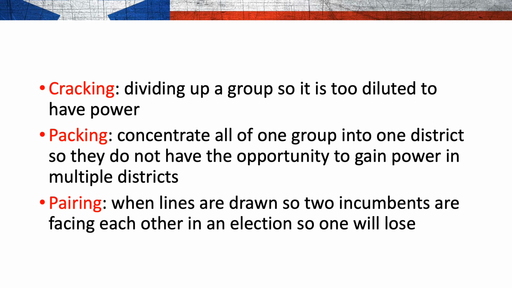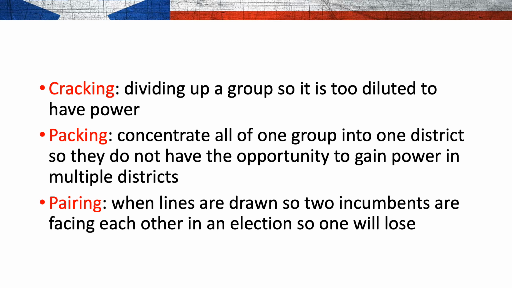So there are different kinds of gerrymandering. Gerrymandering can employ something called cracking, which is dividing up a group so that it is so diluted that it can't have any power. For example, if you have 3 districts and you draw the districts in such a way that Democrats in those 3 districts are the minority in each of them, then that ensures that the Republicans are going to have political control over those 3 districts.